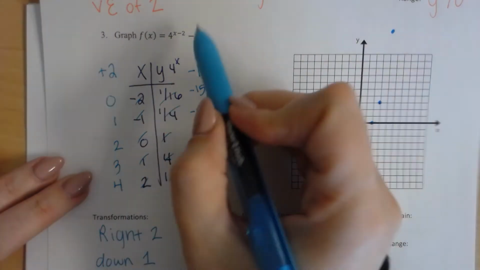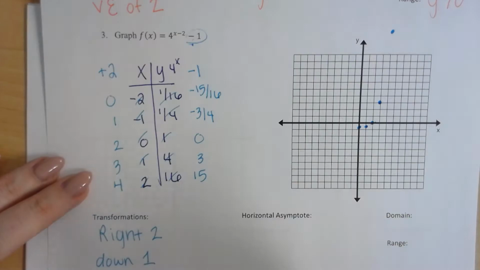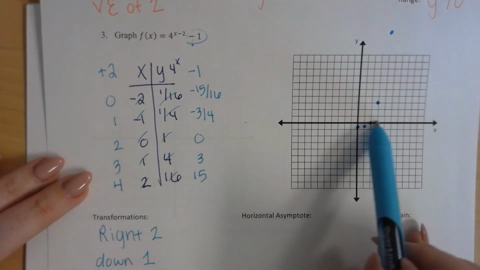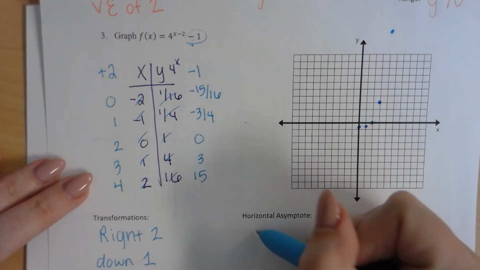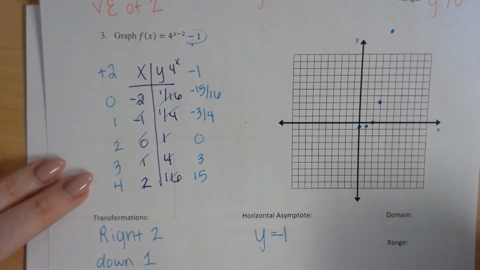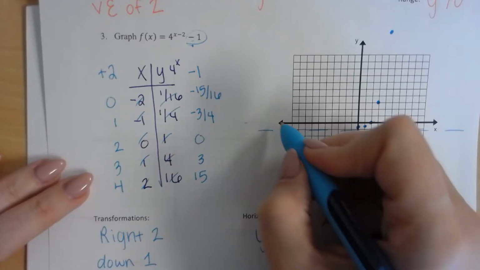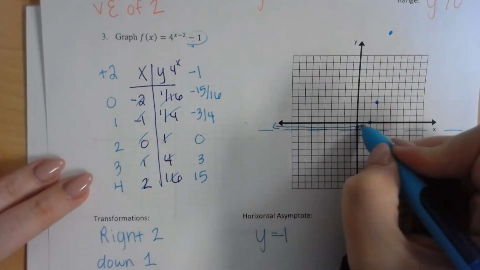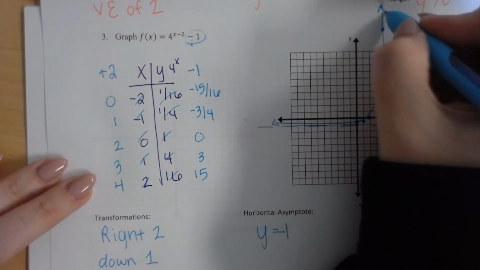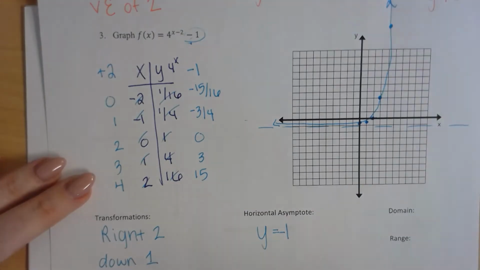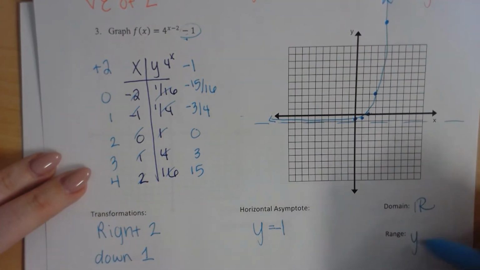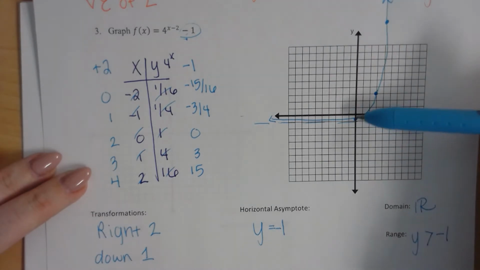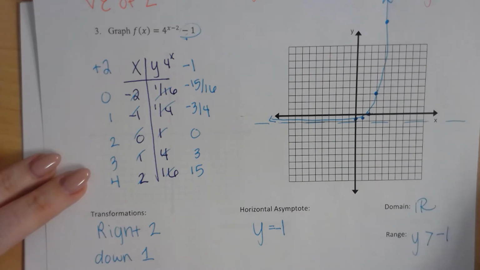Now, because it got shifted down 1, usually we have a horizontal asymptote at y equals 0, but that also got shifted down 1, so now the horizontal asymptote is at y equals -1. So at y equals -1, we're going to have our horizontal asymptote, and then we're going to fill in our graph here. Domain is still all real numbers. Now this time the range is that y is greater than -1 because it got shifted down. So now it's greater than everything above -1.